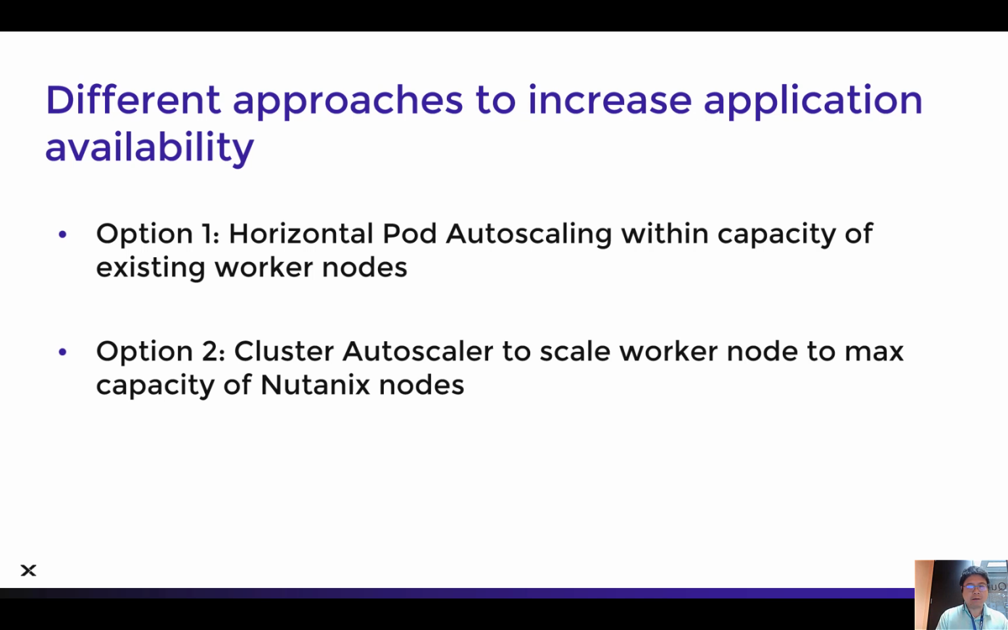Option 1 is to use horizontal pod autoscaling in Kubernetes within capacity of the existing worker nodes. If the workload continues to increase, you have option 2, which will use the cluster autoscaler to scale the worker nodes to the maximum capacity defined in Nutanix Kubernetes Platform. Let's take a look at them.